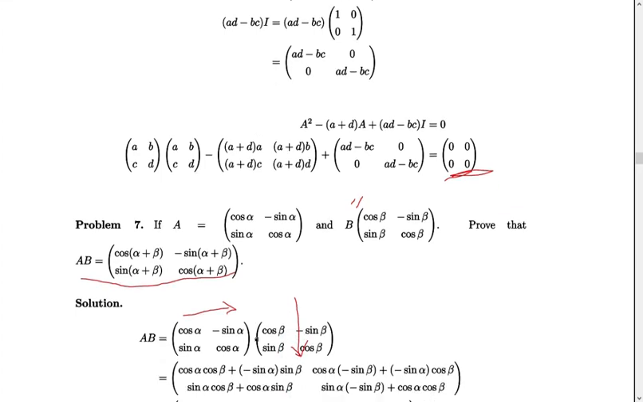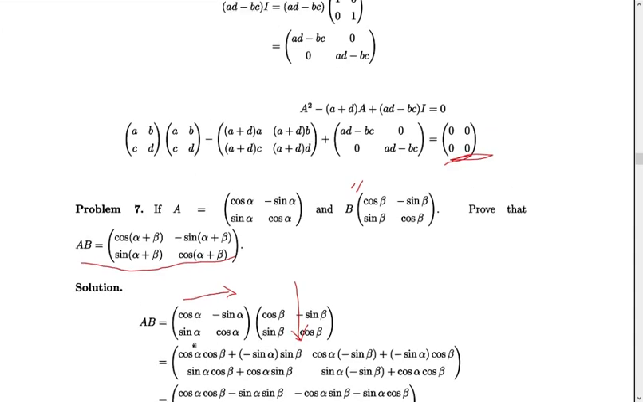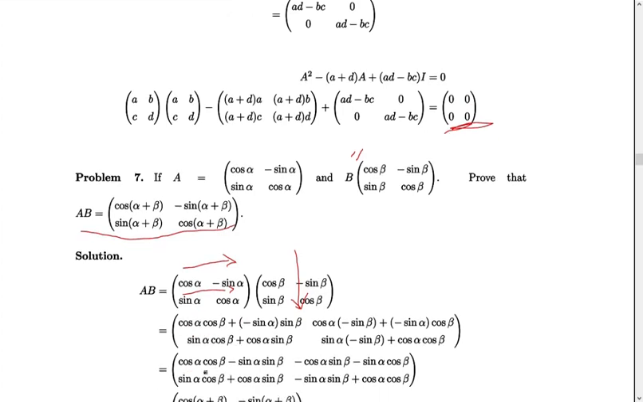Okay, so the first element is cos alpha cos beta minus sin alpha sin beta. The second element, first row second element, is cos alpha times minus sin beta, plus minus sin alpha cos beta. In a similar way, we take this row and multiply column-wise: sin alpha cos beta plus cos alpha sin beta. Then this one: minus sin alpha sin beta plus cos alpha cos beta. So we are calculating and simplifying.